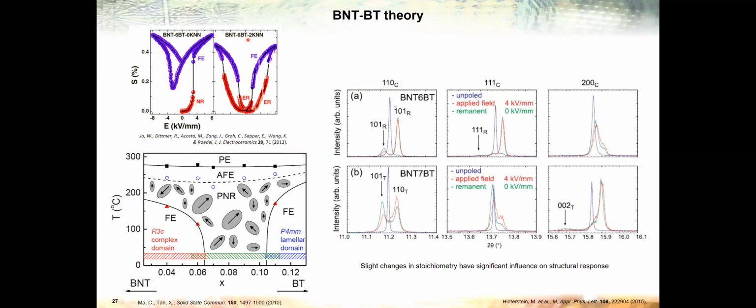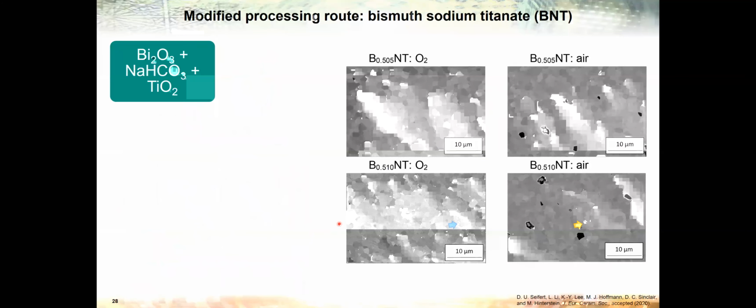And when you heavily dope it, in this case with about 2% KNN, the system becomes quite complex. From a chemical point of view, you get a really reversible behavior and a very large recoverable strain. However, we thought maybe it's better to go a little bit off this phase boundary to the more tetragonal compositions, like those used in PZT as well. So you're also quite far away from the phase boundary. And so we changed our processing route a little bit.